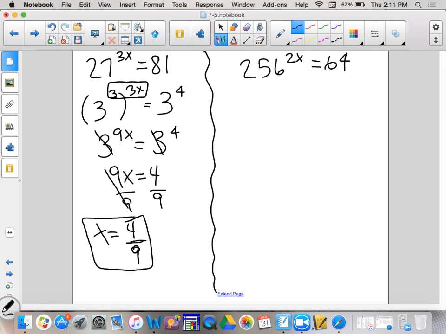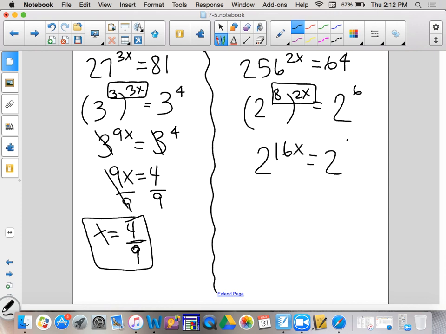256 raised to the 2x equals 64. What's my common base? 2. 2 raised to the what gives me 256? And 2 raised to the what gives me 64? So what do I do with these two? What happens here?